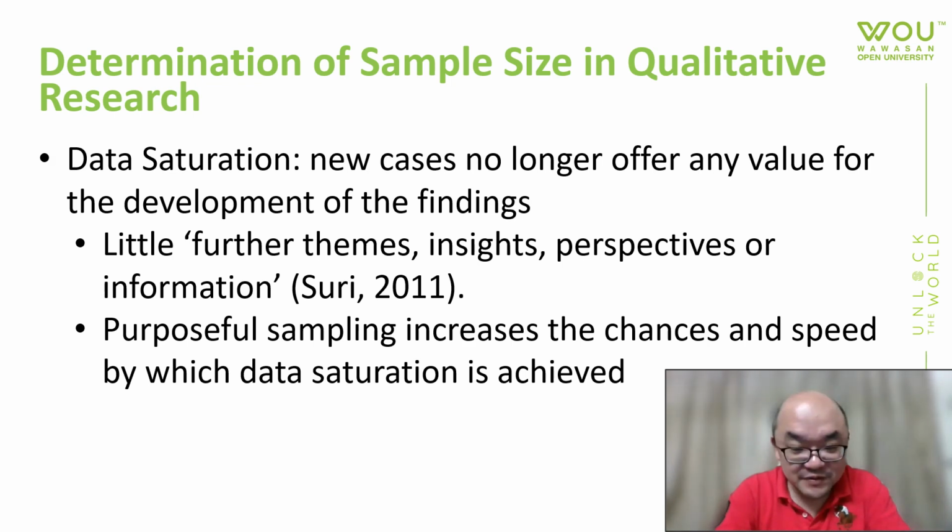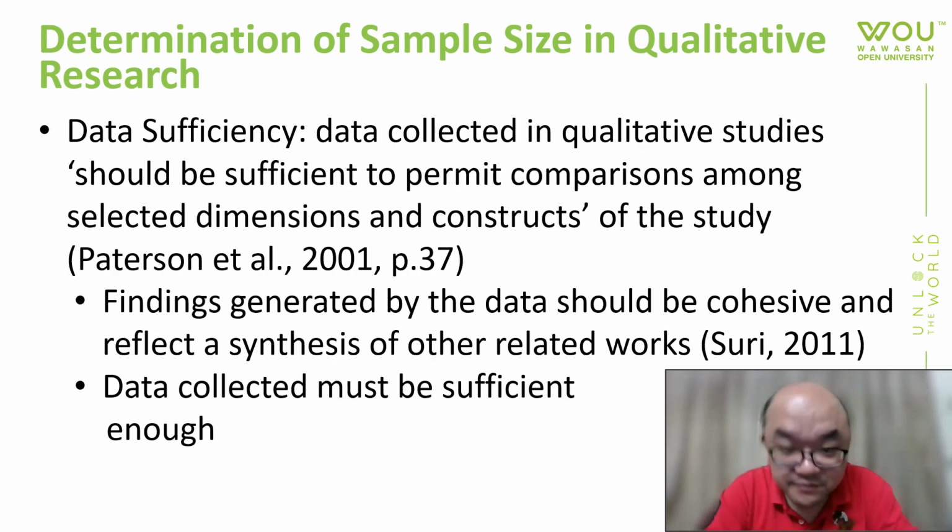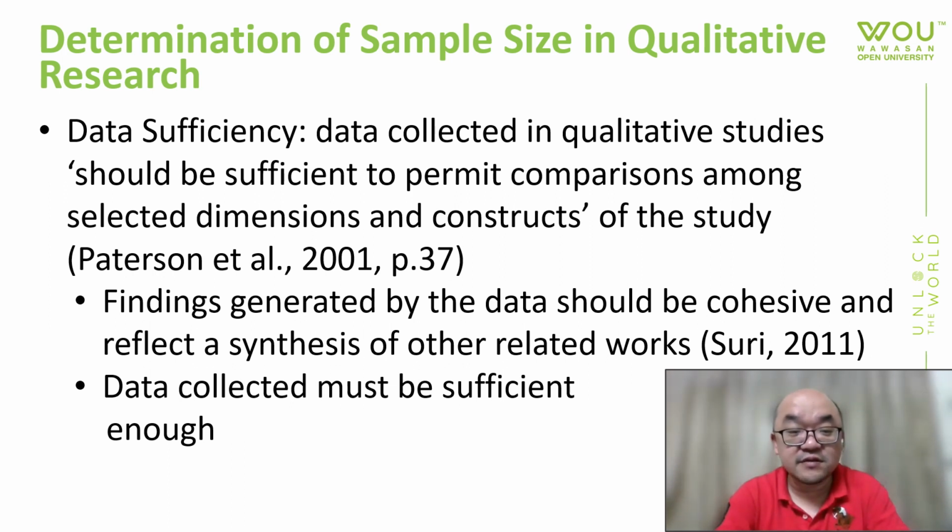If you use purposeful sampling, it tends to increase the chances and speed of reaching this, given that you are looking at cases that will provide you with the richest data and are relevant to your research question. The other one that determines the sample size is your data sufficiency. This is making sure that the quality of the data is good enough and sufficient to permit comparison among selected dimensions and constructs. Basically, the data you have collected is sufficient for you to generate valid findings.